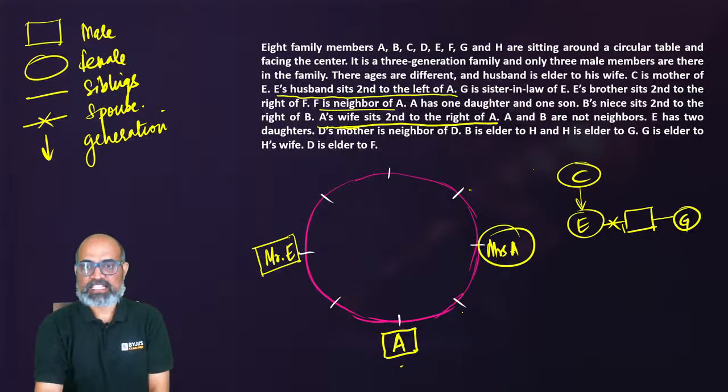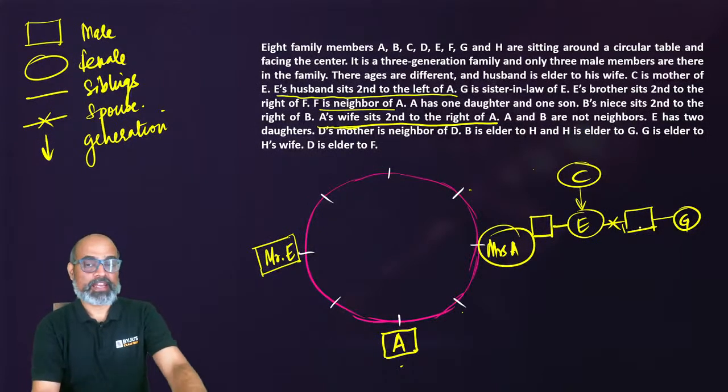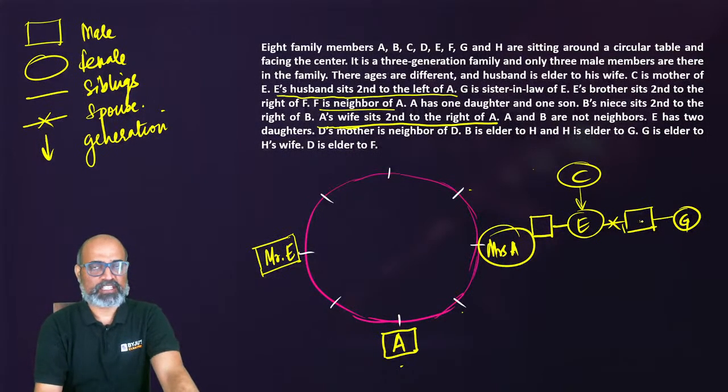Okay. E's brother. So E has a brother who is not F. A has one daughter and one son. We don't know where A is. A is definitely not this guy, right?